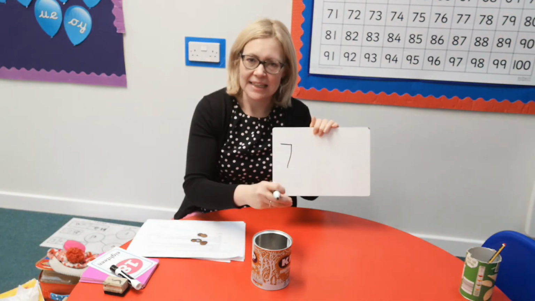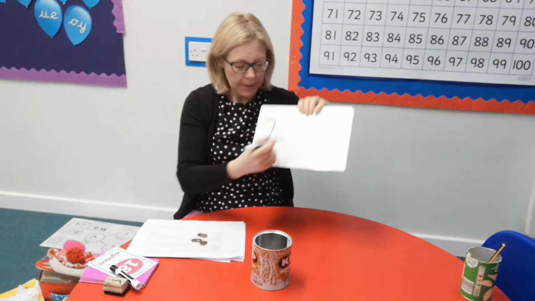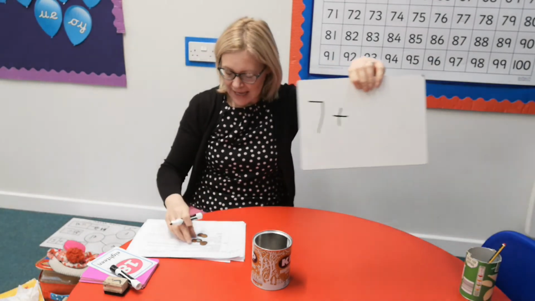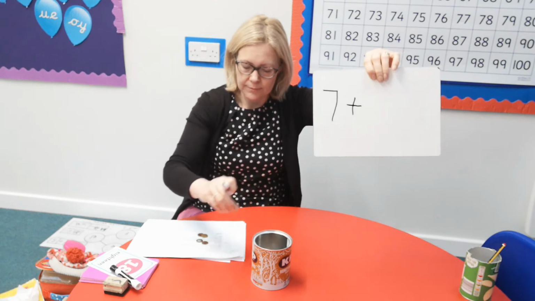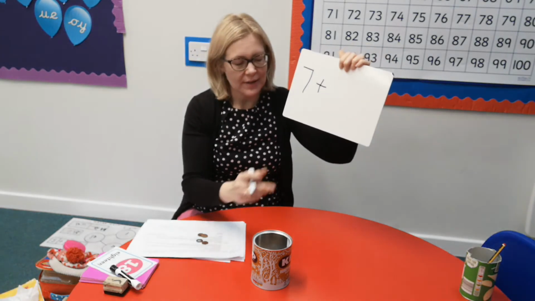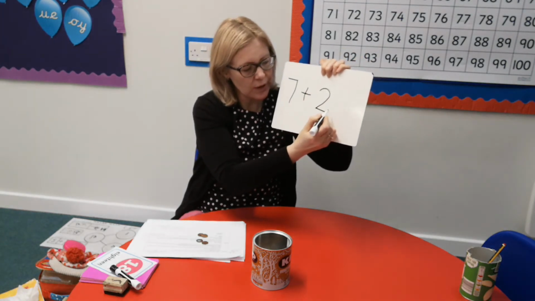So I am adding to the tin. And for our adding, we do the line up with the line across for our symbol. So 7, add, let's see how many I'm going to add. Are you listening? I am adding 2 more coins. So I started with 7, I added 2 more coins.